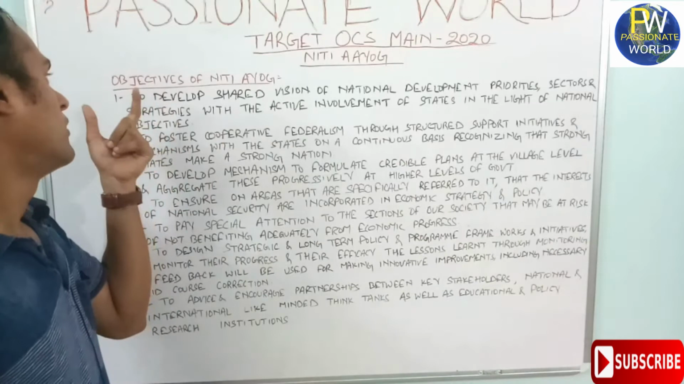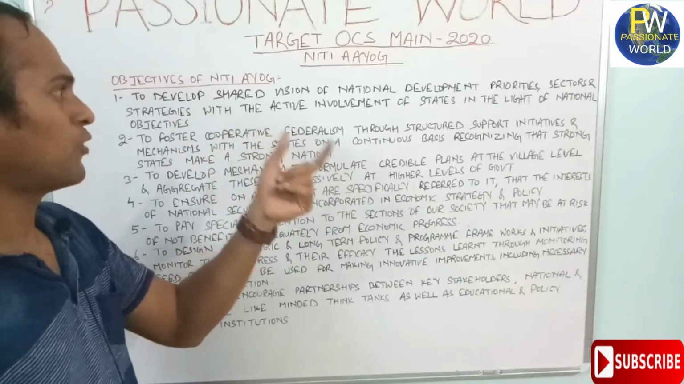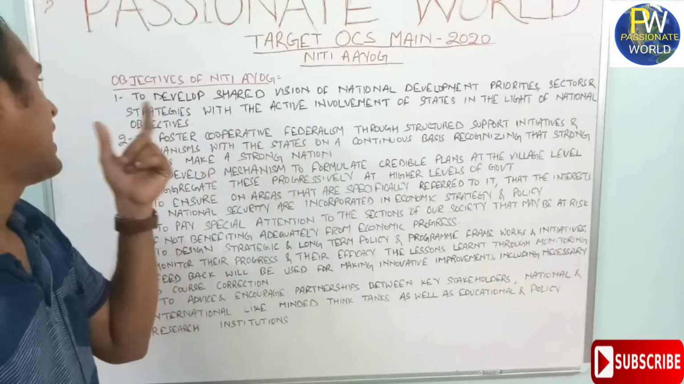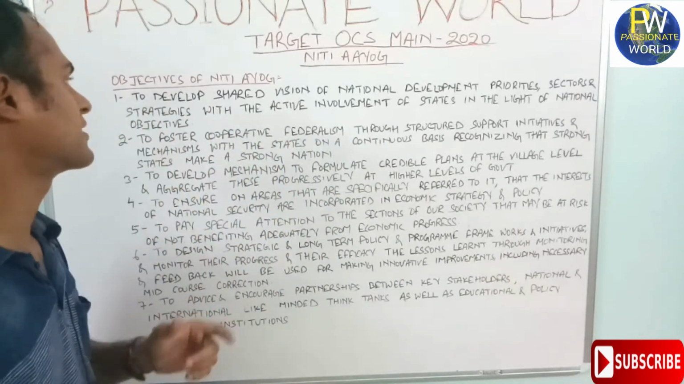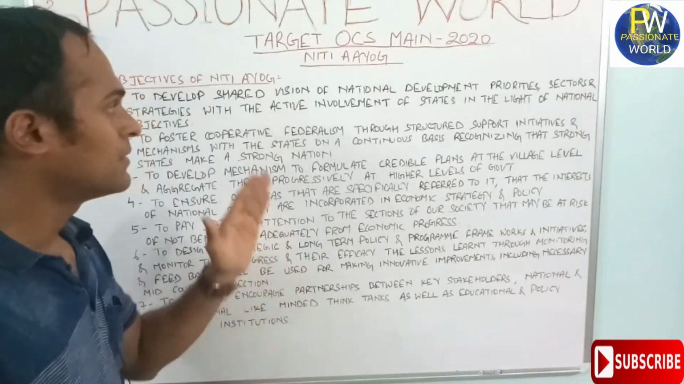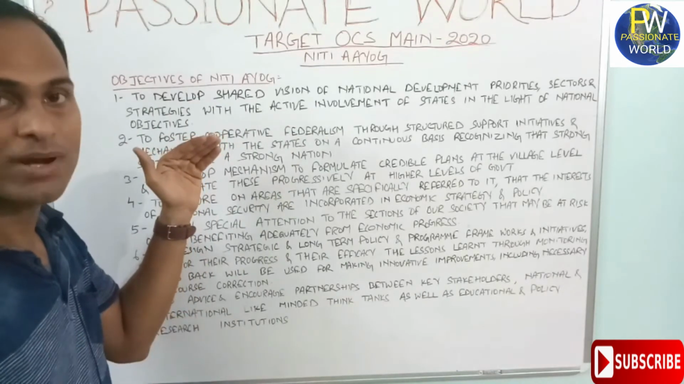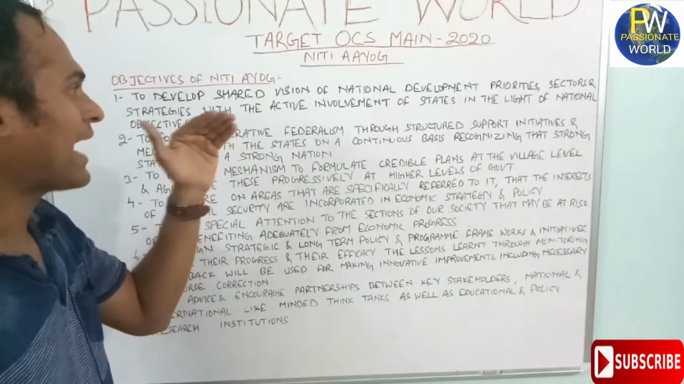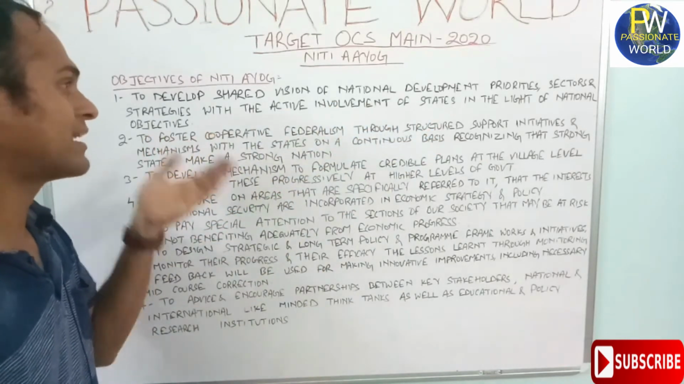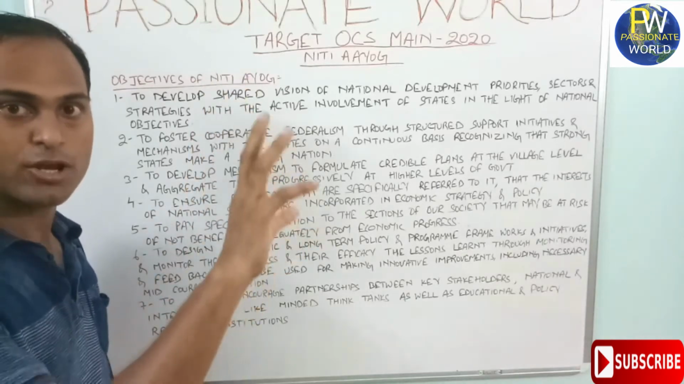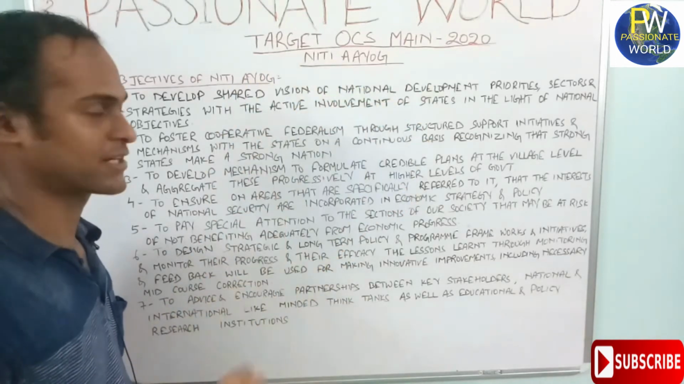Objectives of NITI Aayog. First one is to develop a shared vision of national development priorities, sectors and strategies with the active involvement of states in light of the national objectives. It is very important. Whatever the sectors and strategies will be, there will be active involvement of the states. All the states will actively participate, and whatever the national objective is, all the states will play their part to achieve it.